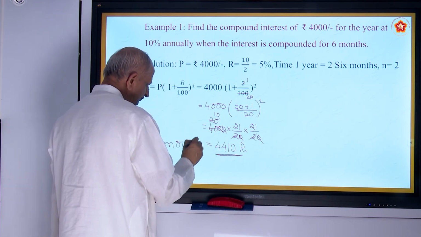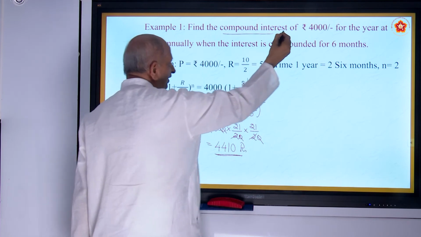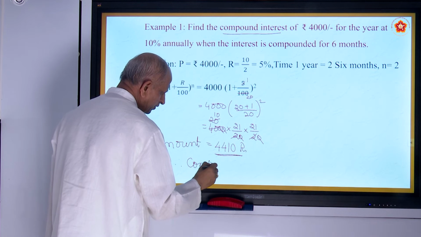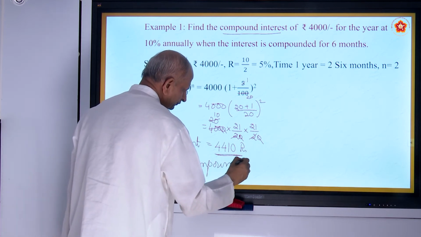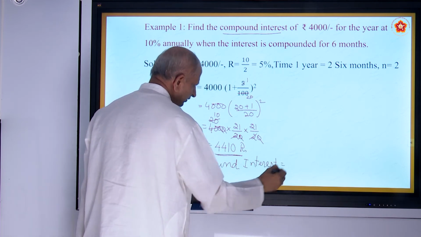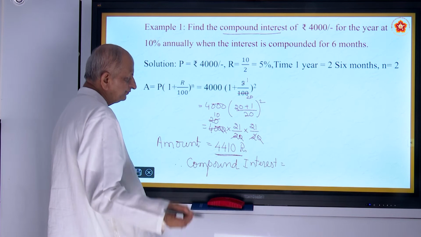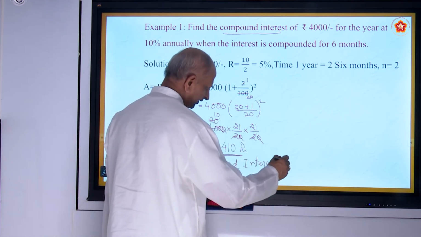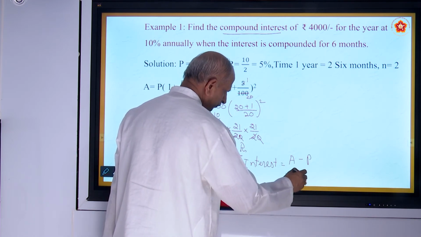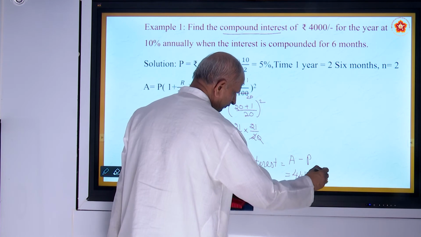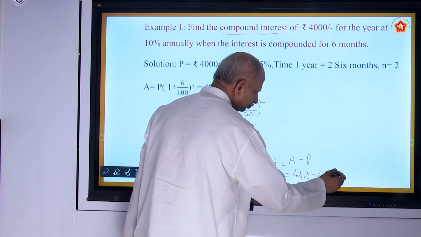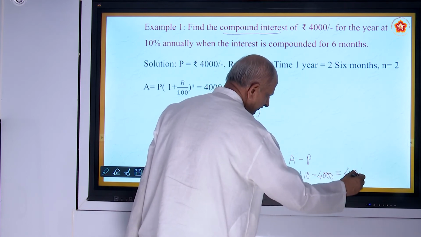What about CI? Question is find the compound interest. So compound interest or CI is equal to, compound interest for rupees 4000 in half yearly calculation. The rate of 10% is A minus P. A is 4410, P is 4000. That comes to 410 rupees, correct?